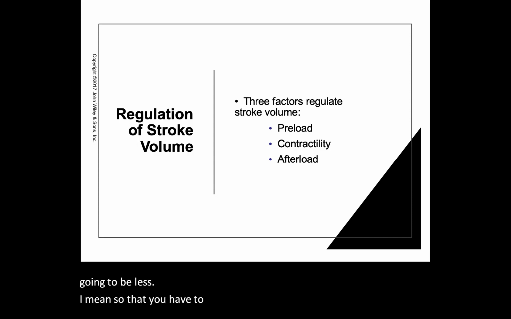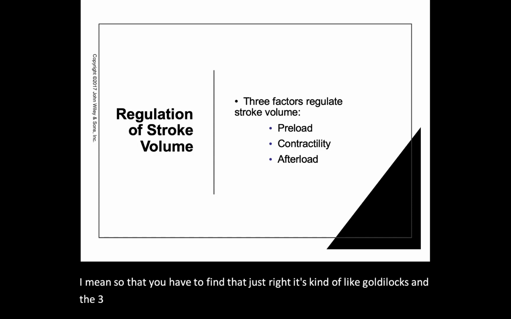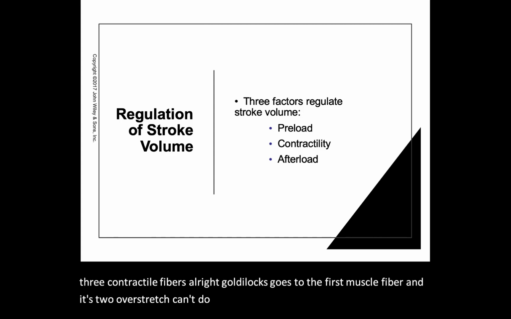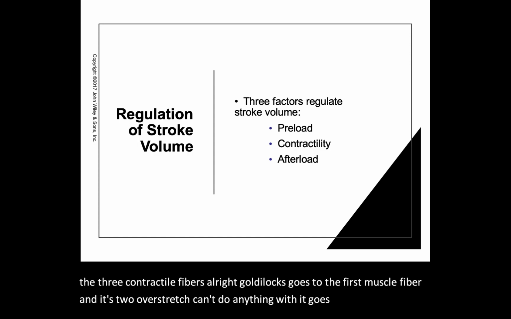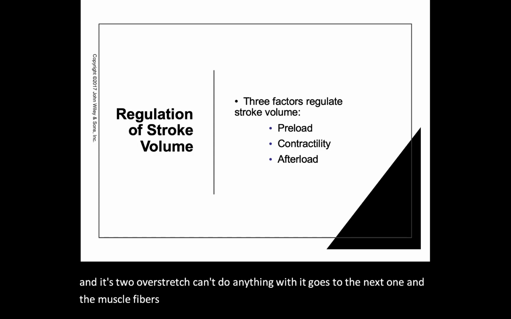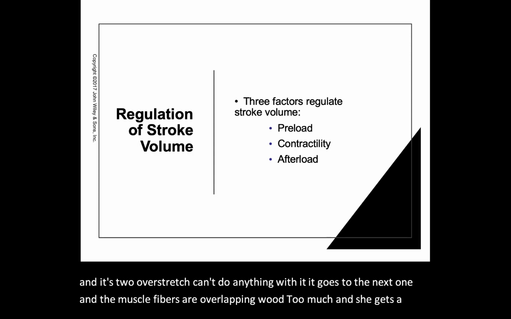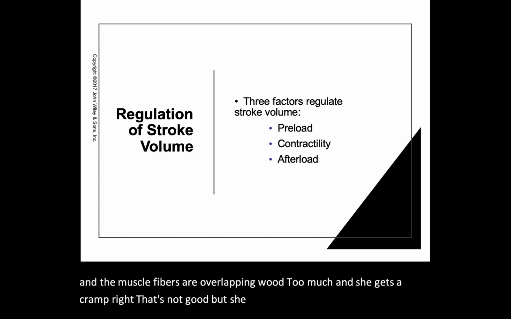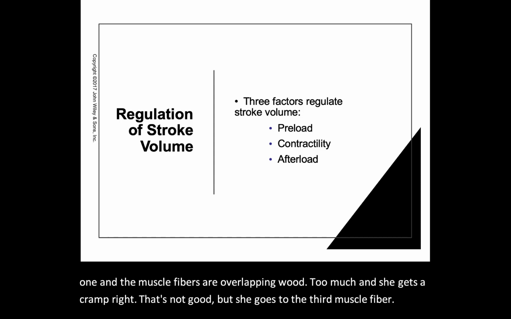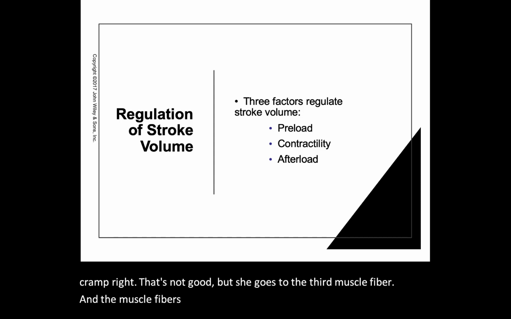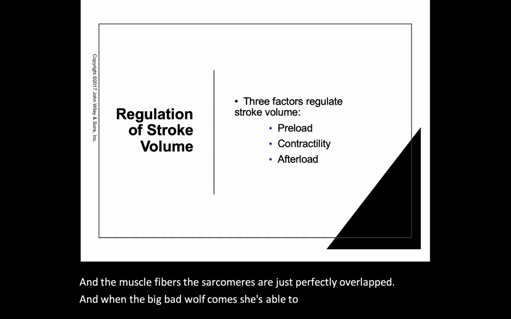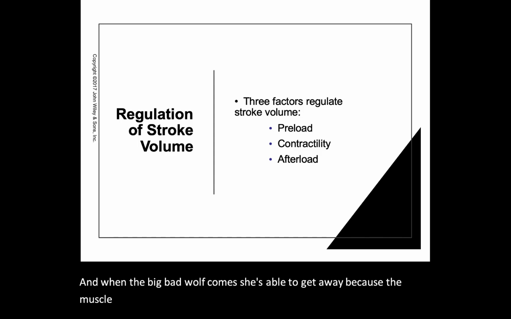It's kind of like Goldilocks and the three contractile fibers. All right. Goldilocks goes to the first muscle fiber and it's too overstretched. Can't do anything with it. It goes to the next one and the muscle fibers are overlapping way too much and she gets a cramp. That's not good. But she goes to the third muscle fiber and the sarcomeres are just perfectly overlapped. And when the big bad wolf comes, she's able to get away because the muscle fibers were just right.